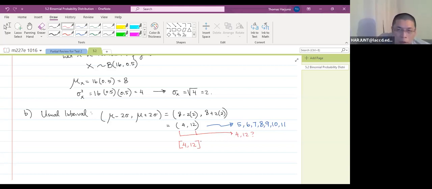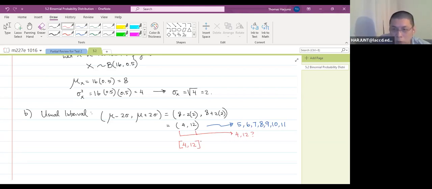You can go either way. You can say both included in the usual interval or both not included in the usual interval. But of course, I do not accept you say 4 is included, but 12 is not. Consistently both included or both not included.